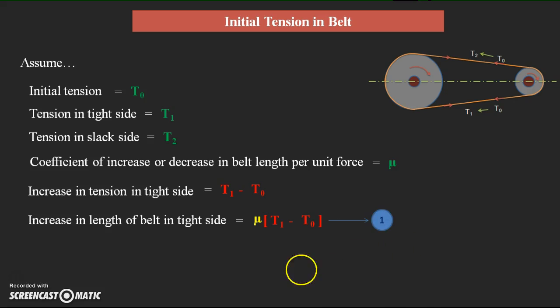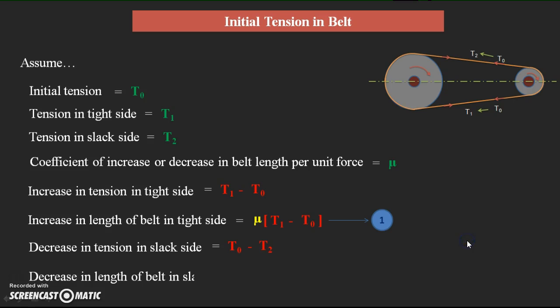Assume this is equation 1. Next, write the decrease in the tension in the slack side, which is again a difference. Larger value minus smaller value: the larger value is T0, the smaller is T2, so T0 minus T2 is the reduction, the decrease in tension. Similarly, the decrease in length we find with the help of mu, so it becomes mu into T0 minus T2. This is the change per unit force, so the force gets cancelled. Assume this as equation 2.